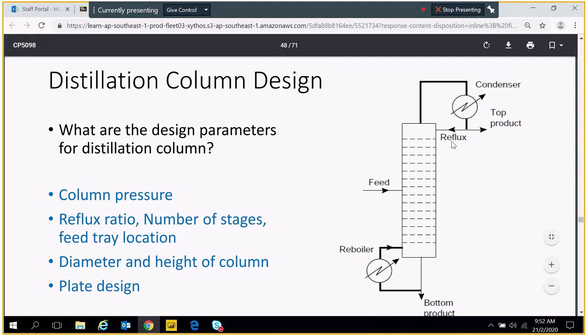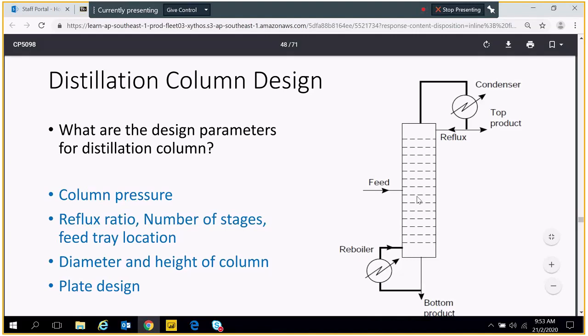Effect of reflux ratio. Reflux ratio, this is called external reflux. Internal reflux means the liquid flowing from one tray to the next tray. We call this internal reflux. This is a feed point. This is number 7, number 8. Your feed location is number 8, not number 7.